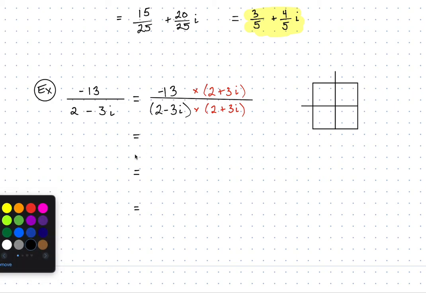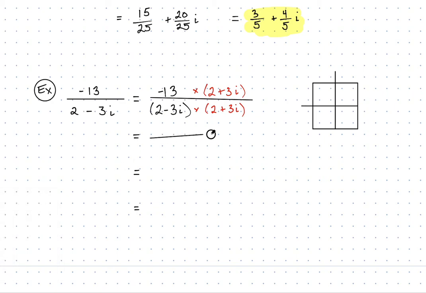And we'll keep going. So my next step is going to be, I'm going to do this distribution on top. So negative 13 times 2 is negative 26. And negative 13 times positive 3i is negative 39i. And then on the bottom, I'm going to sneak over and use the box method.